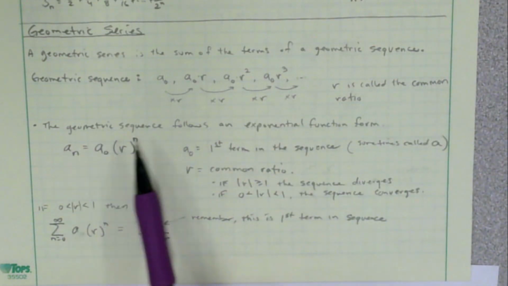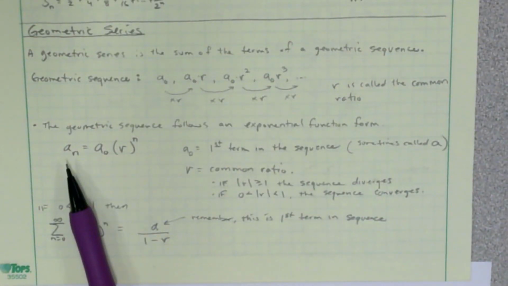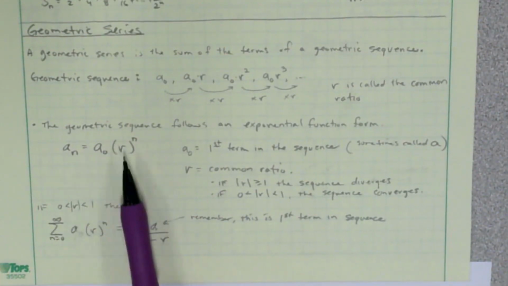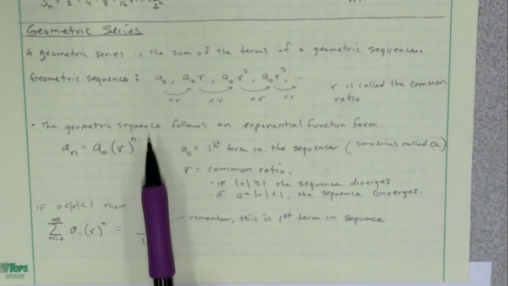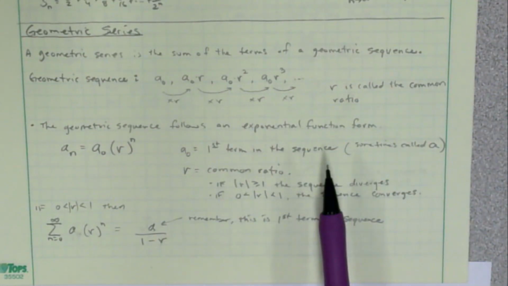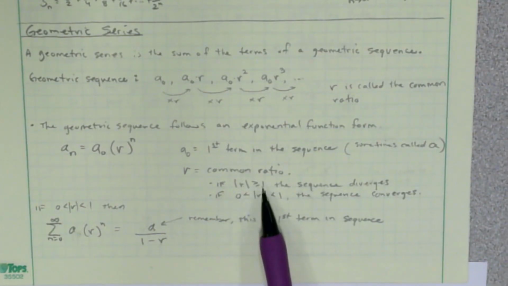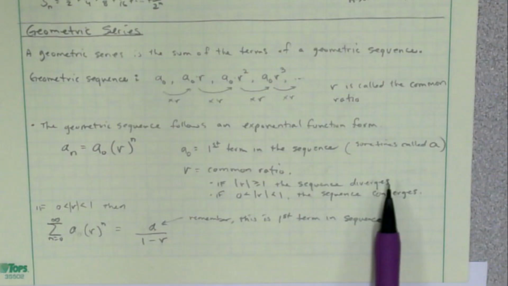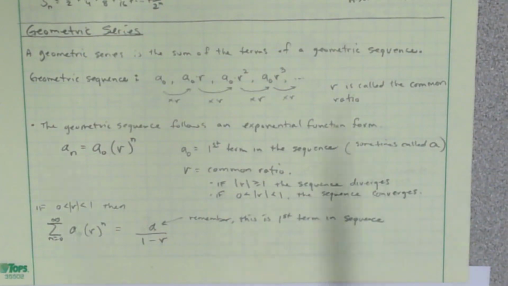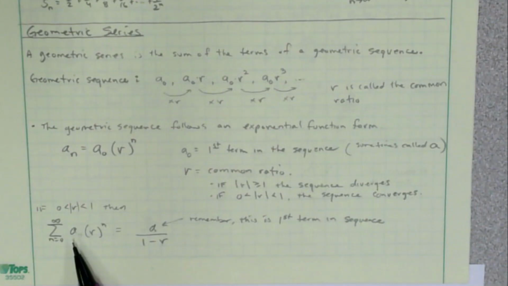The geometric sequence follows an exponential function form. So a sub n, the nth term, the generic term, is an initial number times r to the power of n. And then we know from back in our time we did this that if the common ratio is greater than or equal to 1, the sequence is going to diverge, and if it is between 0 and 1, the sequence will converge. Well, if the sequence converges, then what's the sum going to be?